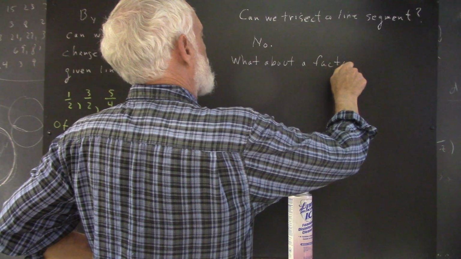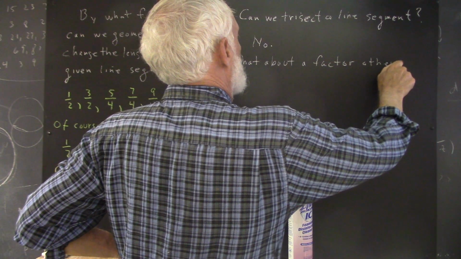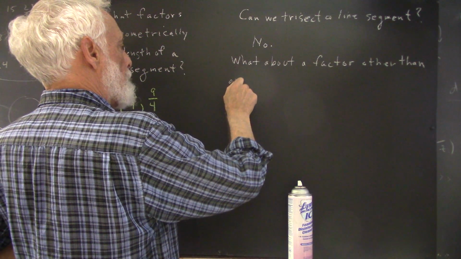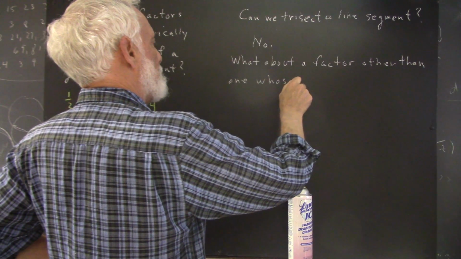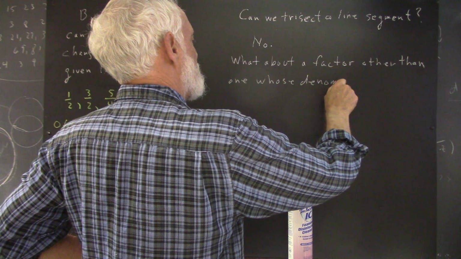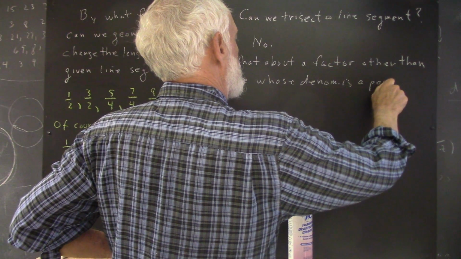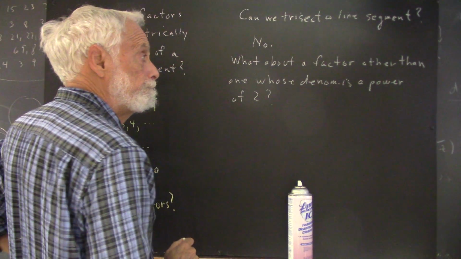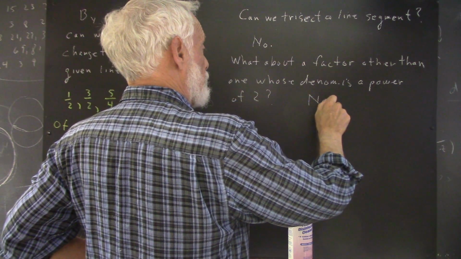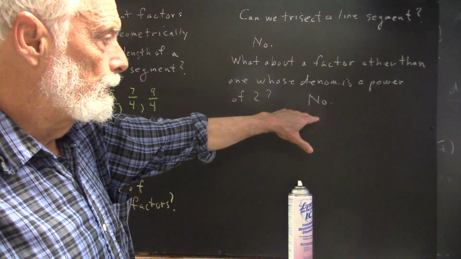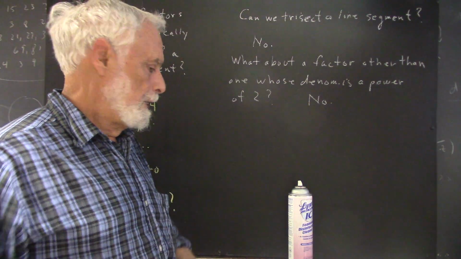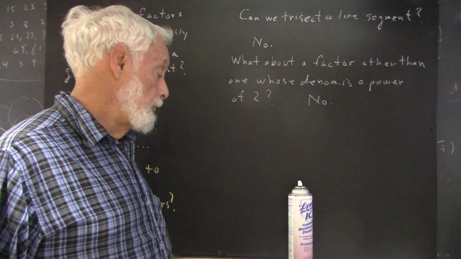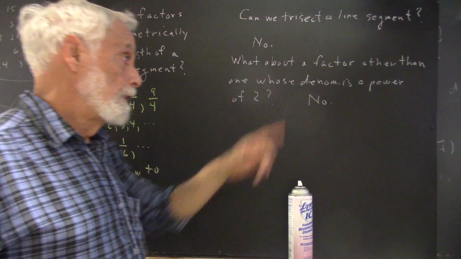So what about a factor other than one whose denominator is a power of 2? And the answer, I'm 99.9% sure, is no. I'd have to work out the field extension and the whole Galois theory to make myself really confident of that answer. Of course, I could look it up, but that's no fun. Okay, but I'm going to say no.